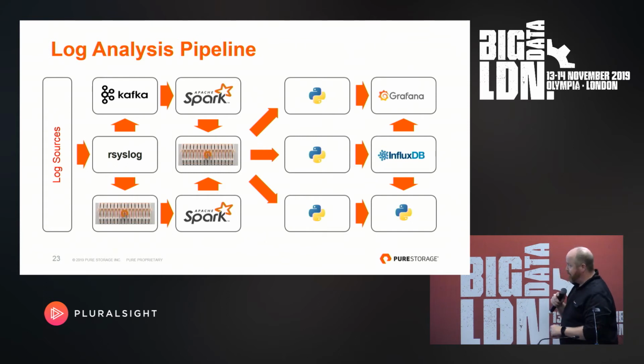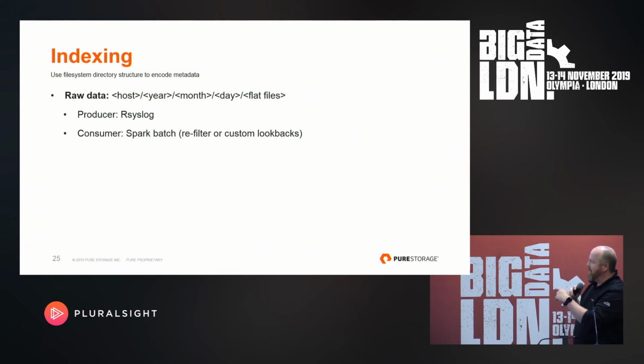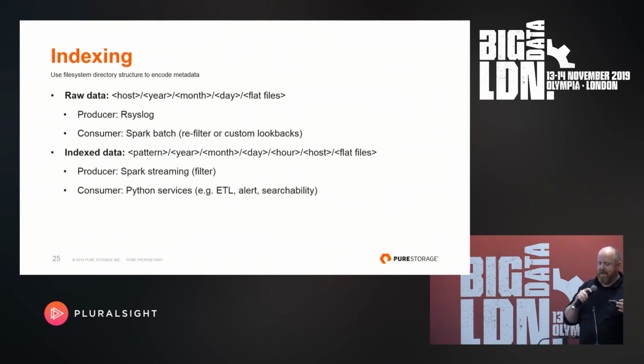They really like that. So that indexing we're talking about, this is really interesting. Not everybody's going to do something like this, but it's kind of scientifically very interesting. So when we take in raw data, we format it like this, right? We've got the host, we've got the year, we've got the month, all of these things. Our syslog is producing it, and the consumer is that Spark batch process, right? So the interesting thing is we can now take that index data, it's got its pattern involved with it, and we've got the year and all the other things there.